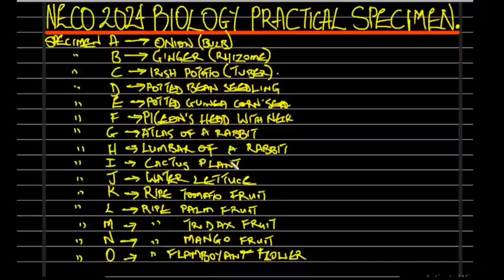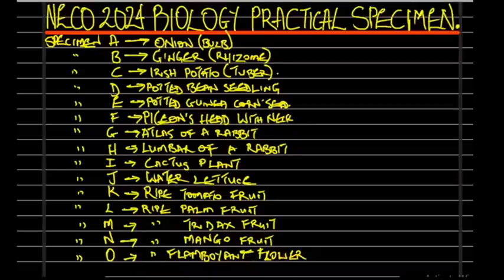Specimen I is a cactus plant. Specimen J happens to be water lettuce. We have our specimen K to be ripe potato fruit. Our specimen L is ripe palm fruit. Specimen M is ripe Tridax fruit. Specimen N is mango fruit. And then we have our specimen O to be the flamboyant flower.